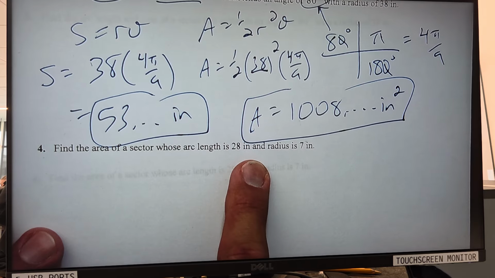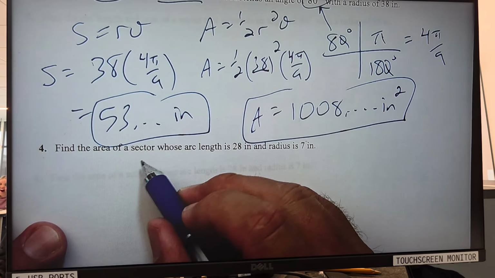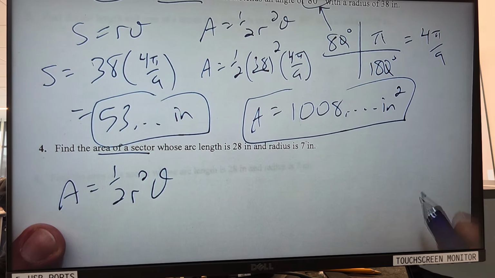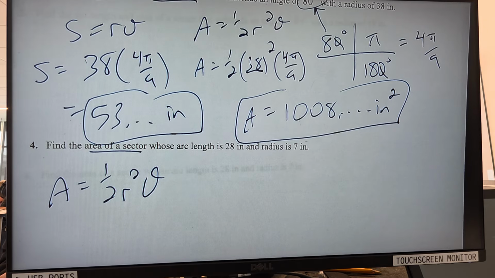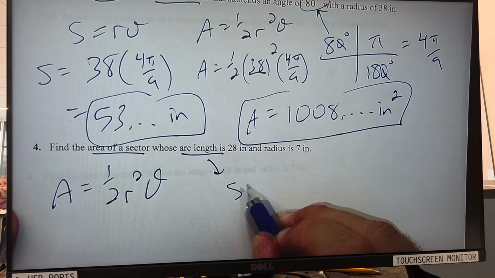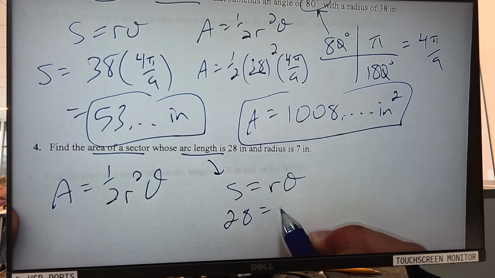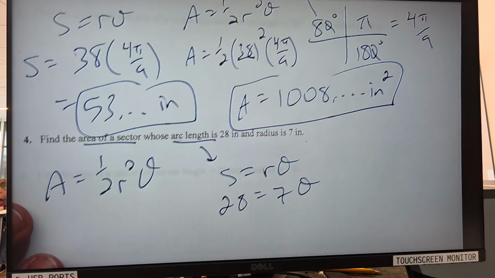This last one's a little bit tricky for two reasons. Find the area. Okay, area is 1/2 r squared theta. So what do I need to know to get the area? I need to know two things. I need to know the radius. Do we know the radius? Yeah. Check. And we also need to know the theta. The angle. Do we know the angle? No. But what other information do they give you? S, the arc. Okay, what's the formula for the arc length? S equals R times theta. Do we know the arc length? 28. Do we know the radius? 7. Can we solve for theta? By dividing by 7.